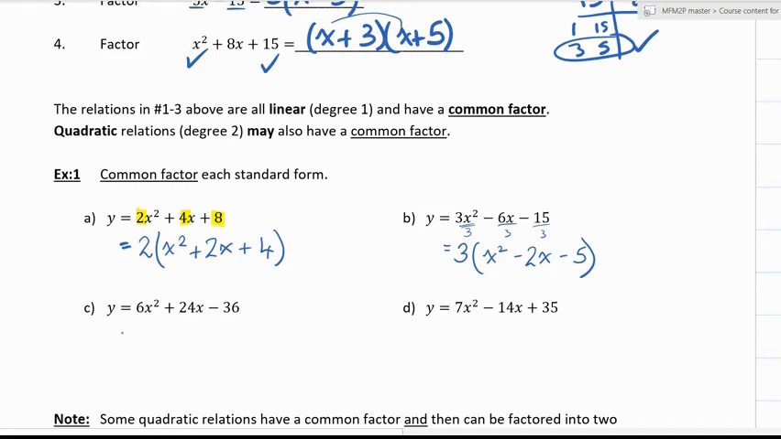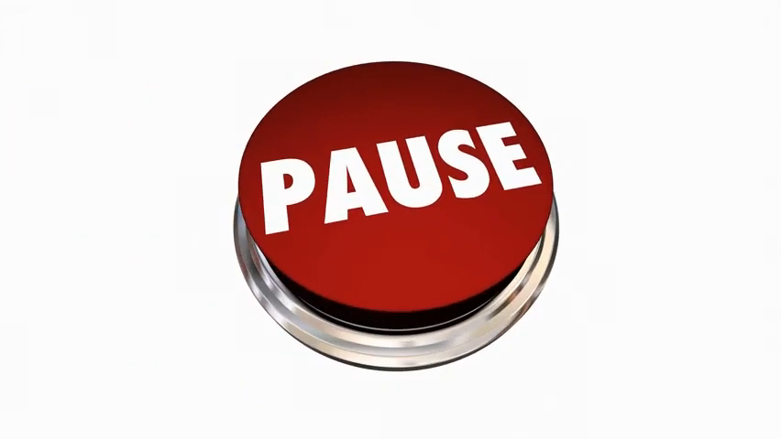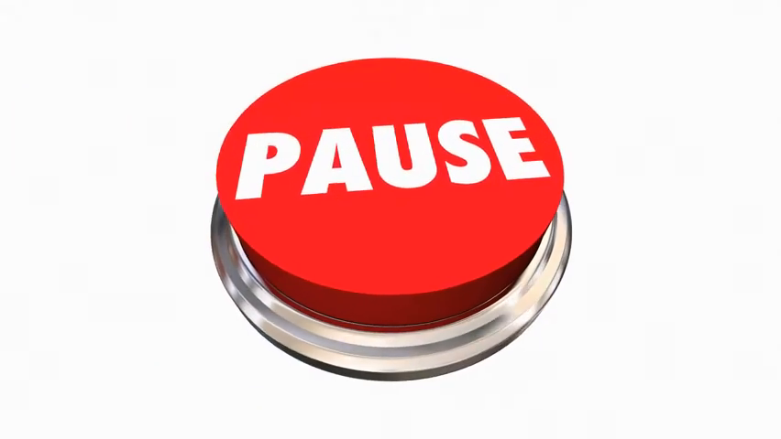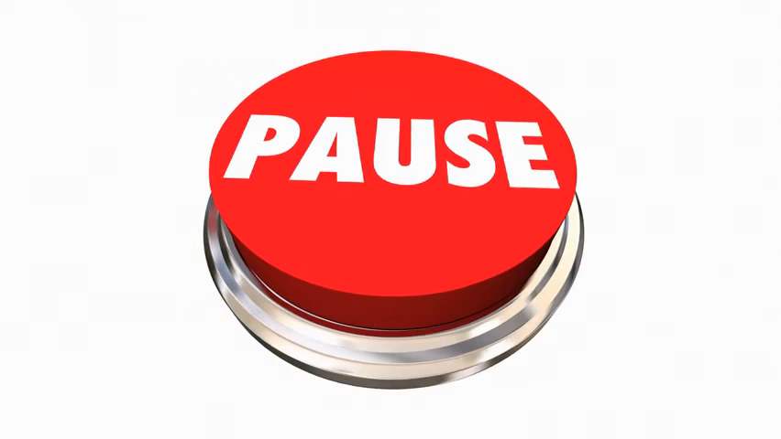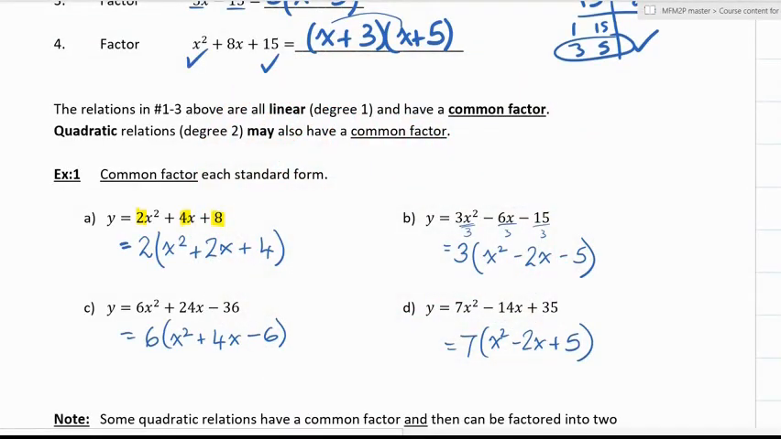This one has a common factor of 6, I think. 6 goes into 6, it goes into 24, and goes into negative 36. So let's take a 6 out, and then we'll have x squared. 24 divided by 6 is 4. And negative 36 divided by 6 is negative 6, and we're done. And the last one, why don't you press pause now and check your answer with me in a second. And there you have it.